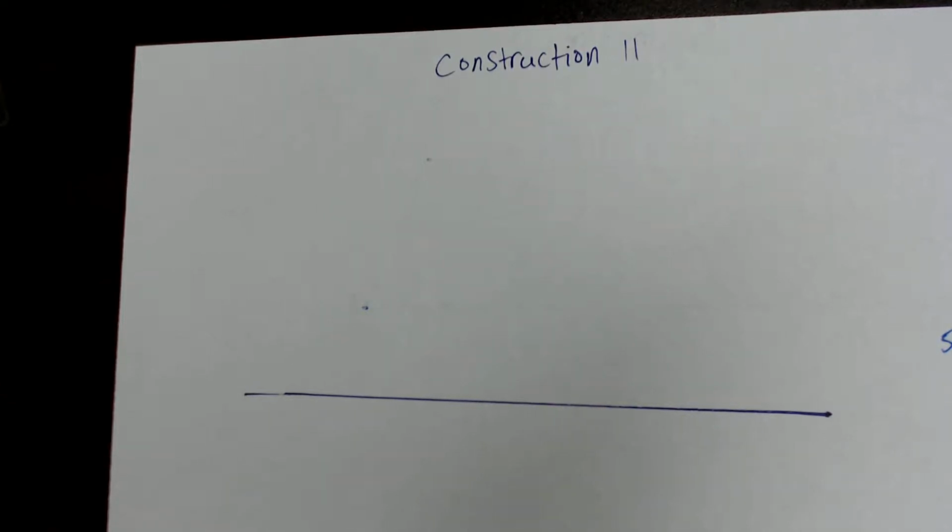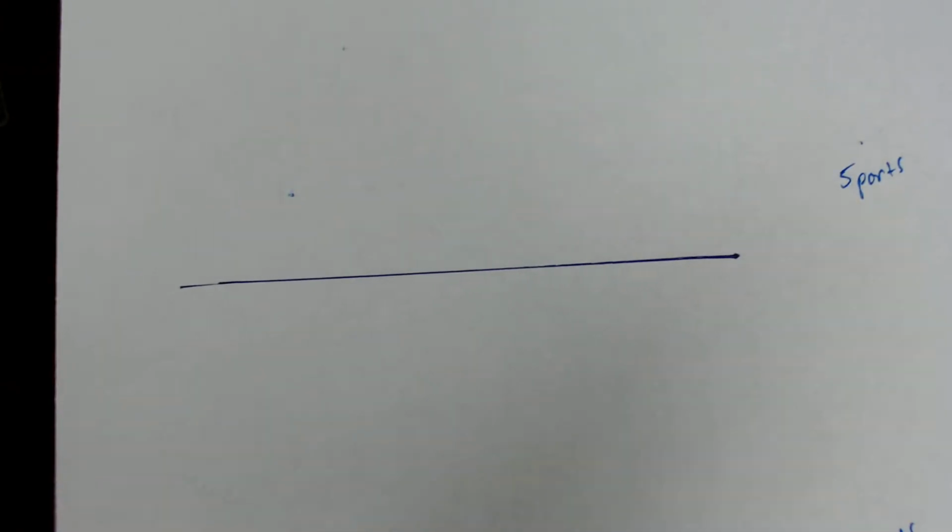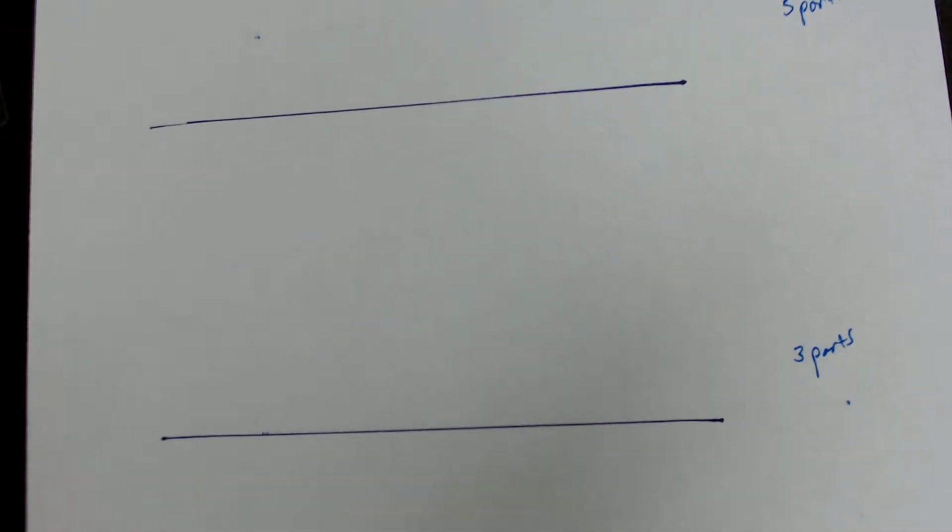Abeka Geometry Construction 11. Construction 11 says that we need to divide a given line into any number of equal parts. Right? So let's say I've got this line and I want to divide it into, well, okay, before we start off, I've taken the same line and I've constructed it twice, so these lines are the same size. They're congruent and equal to each other. And what we're going to do is the first one, we're going to construct it into 5 equal parts. The second one, we're going to construct into 3 equal parts, right?